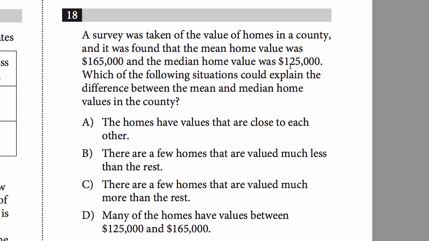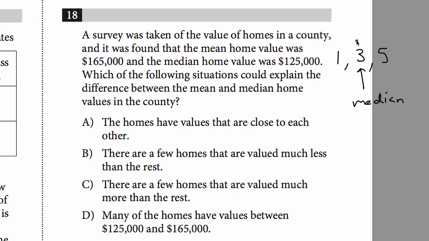All right, number 18 says, a survey was taken of the value of homes in a county, and it was found that the mean home value was $165,000 and the median home value is $125,000. Which of the following situations could explain the difference between the mean and the median home values in the county? So let's just go over real quick mean and median, right? If I give you a list of numbers, 1, 3, and 5, the median is 3 because it's in the middle. There's only one number to the left and there's only one number to the right.